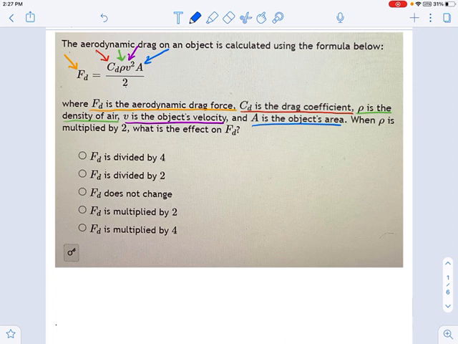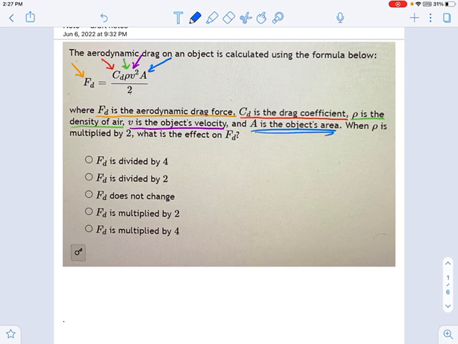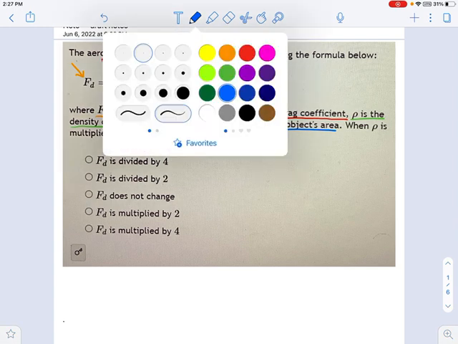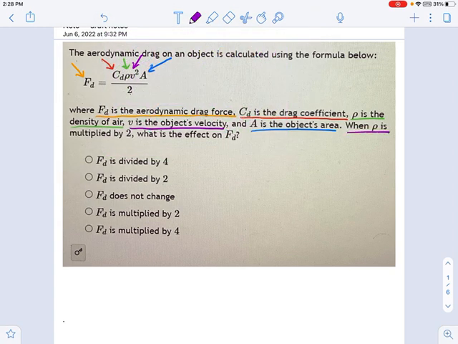Likewise, if you increase your velocity, then it's going to increase the force of drag quite a bit. If you increase your size, the area of an object, that will also increase the force of drag. So there are some cool relationships here implied by this equation. And all we want to know in this question is, if P is doubled, remember what P is. That's not velocity. It is the density of air. If P is doubled, what's the effect on F?